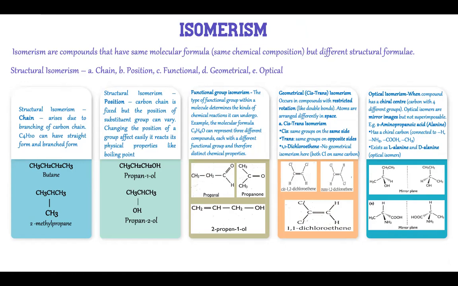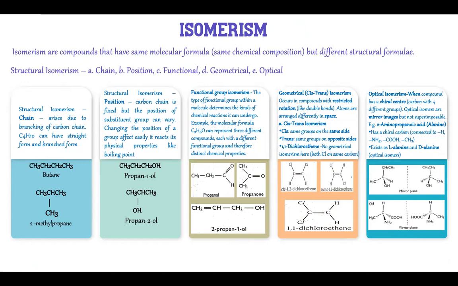Third, we have functional group isomerism. In functional group isomerism, the type of functional group within a molecule determines the kinds of chemical reaction it can undergo. For example, the molecular formula C3H6O can represent three different compounds, each with a different functional group and therefore distinct chemical properties. So we have propanal, propanone, and prop-2-en-1-ol. These are the three different compounds that refer to functional group isomerism.